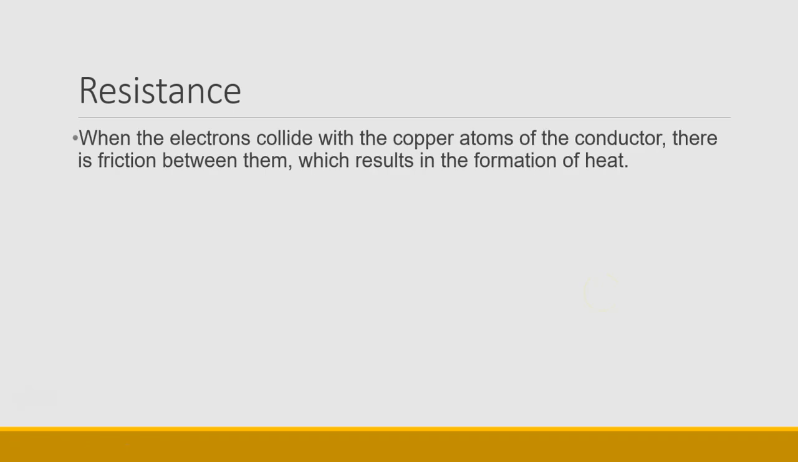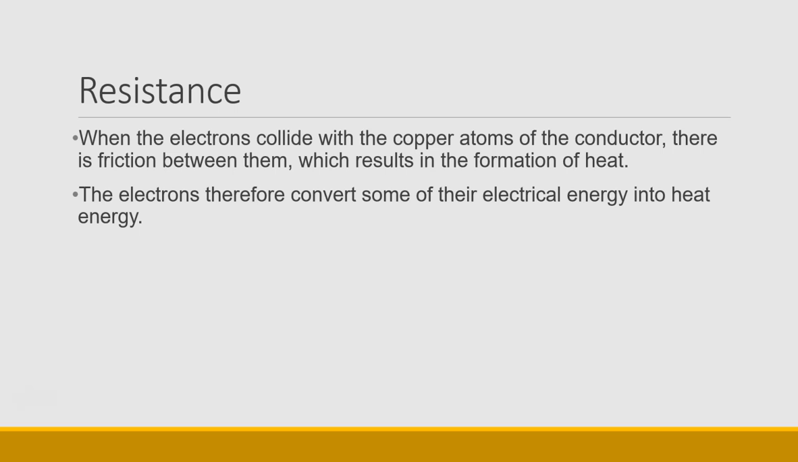Now, when those free electrons collide with the copper atoms of the conductor, there's going to be some friction, and that results in the formation of heat. So remember that I said that all resistors are associated with some heat, and this is the reason for it. The electrons are always going to convert some of their electrical energy into heat energy in any resistor.